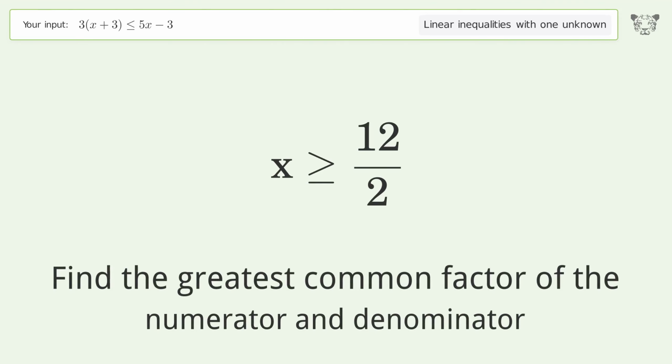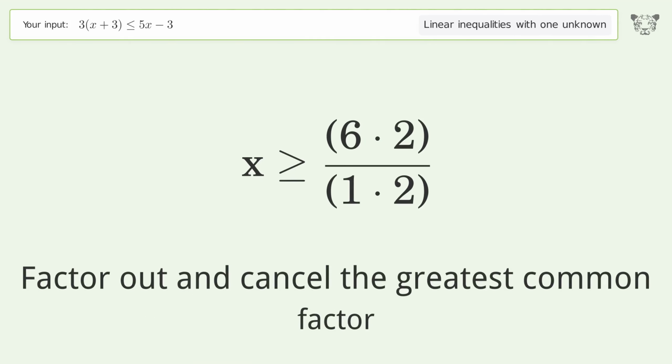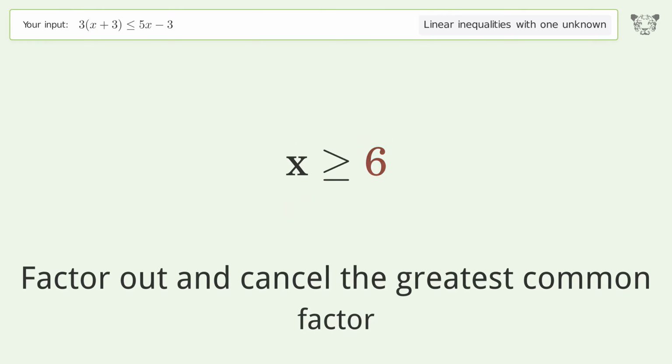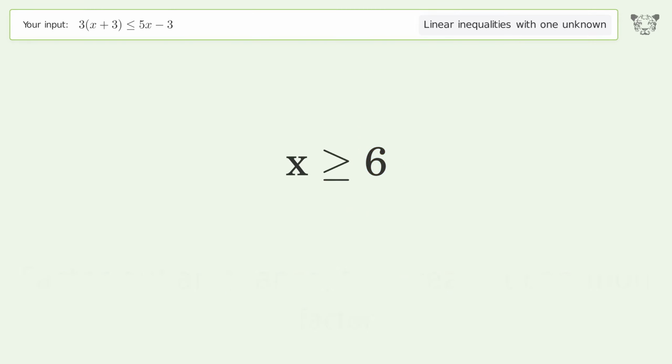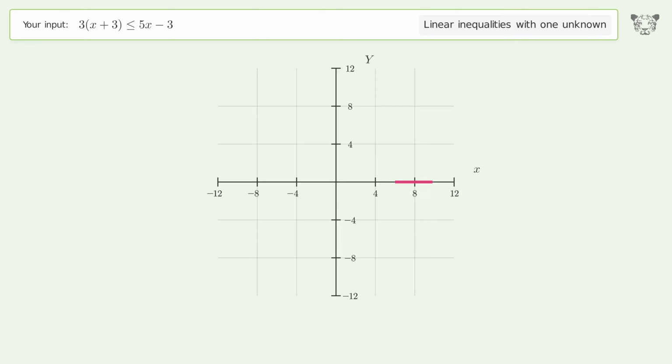Find the greatest common factor of the numerator and denominator. Factor out and cancel the greatest common factor. Plot the solution on a coordinate grid. And so the final result is x equal or greater than 6.